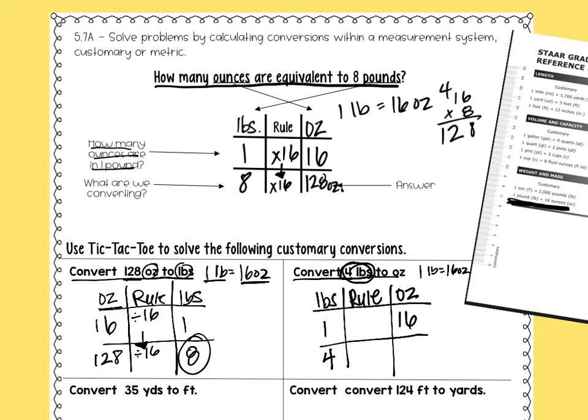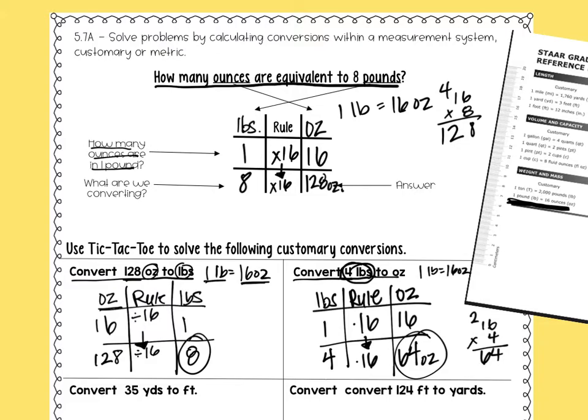And I want to know, how do I get from 1 to 16? I know that I'm getting bigger, so I'm going to multiply. 1 times 16 equals 16. So if I multiplied it on the top, I have to multiply it on the bottom, and 4 times 16 is how I get my answer. So 6 times 4, 4 pounds is equivalent to 64 ounces.